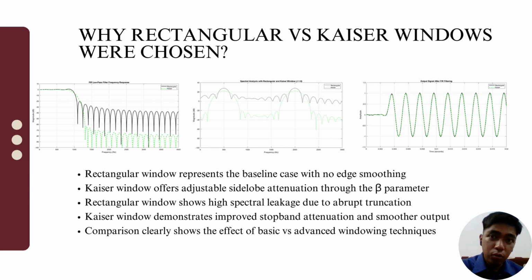Even the rectangular window's attenuation was sufficient to remove it. However, if the noise were close to the cutoff frequency, the Kaiser window would likely perform better.